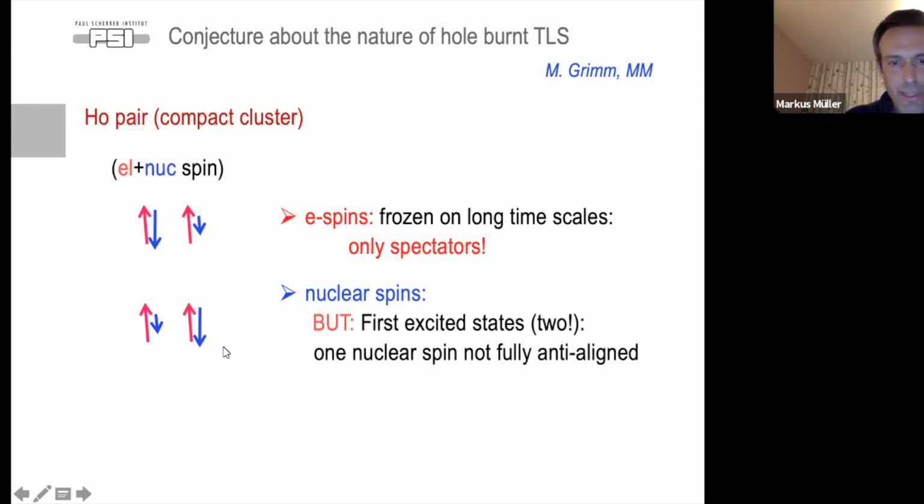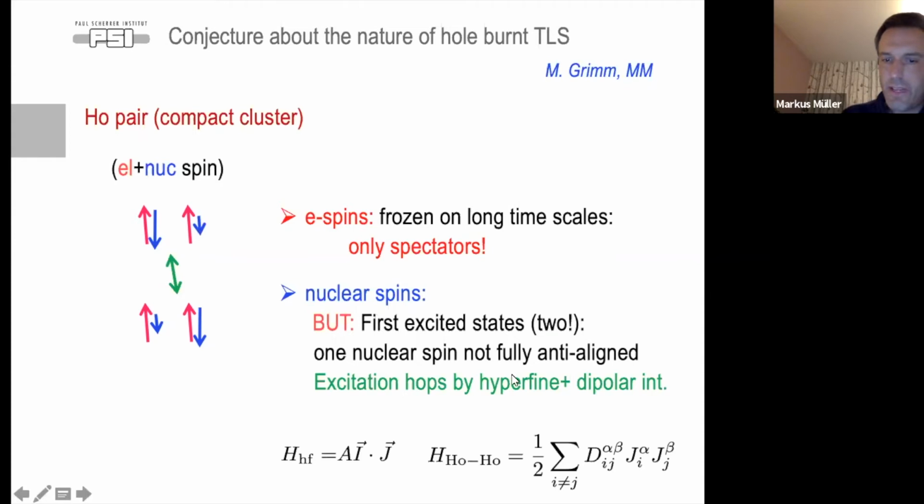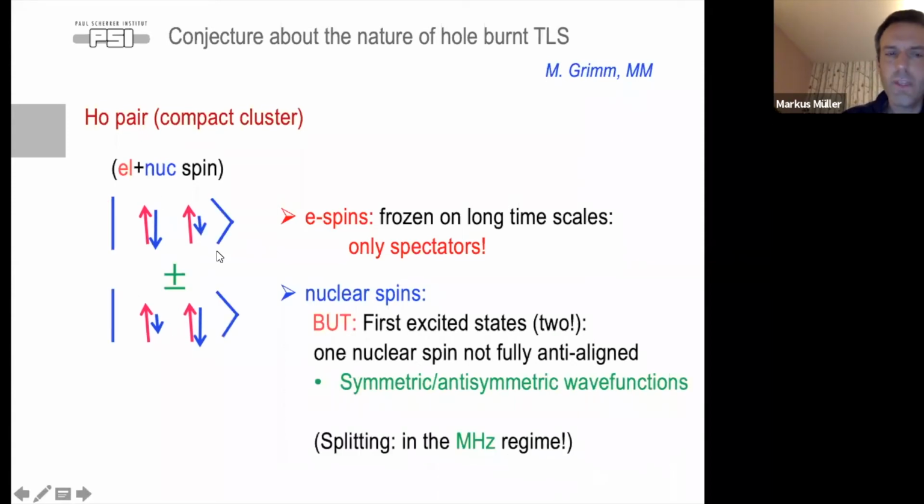But if you look at first excited states of the nuclear spin, you can align not completely, but almost completely. And then you have two excitations, and those hybridize by a higher order process of hyperfine interaction and dipole interaction or exchange interaction. You can hop between this excitation and this excitation. So you expect eigenfunctions that are symmetric and antisymmetric combinations of these two excitations. And that gives rise to a splitting, which is still in the megahertz regime and far away from the hertz regime that we saw in the experiment.